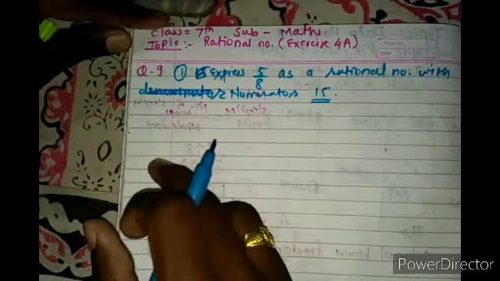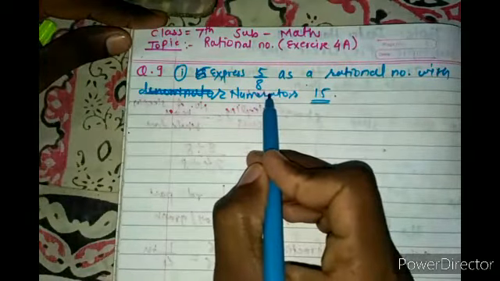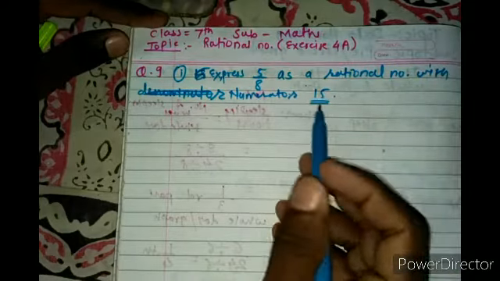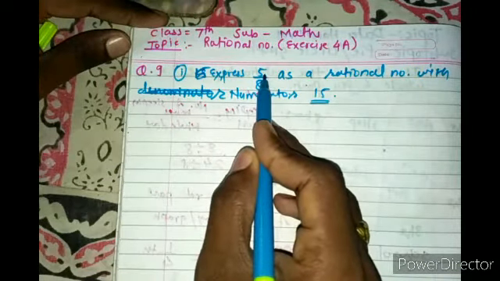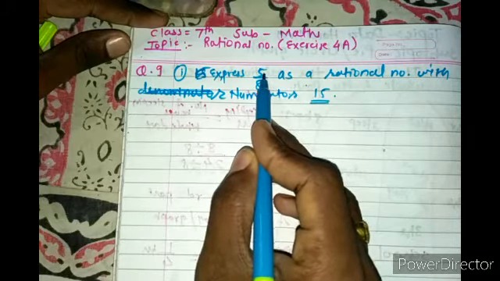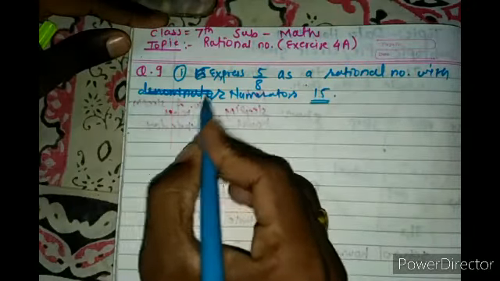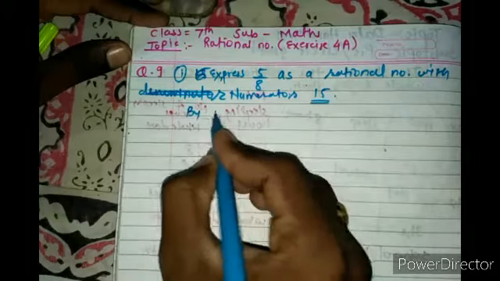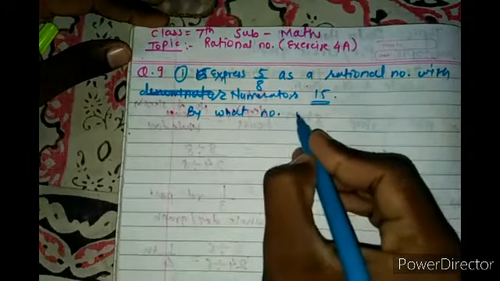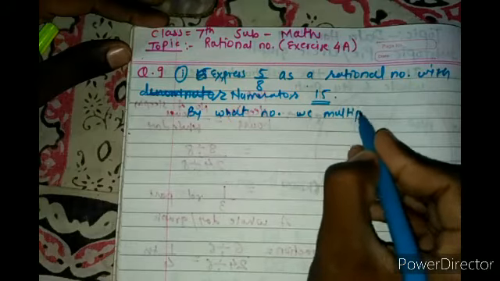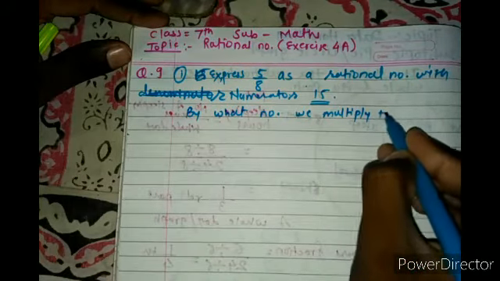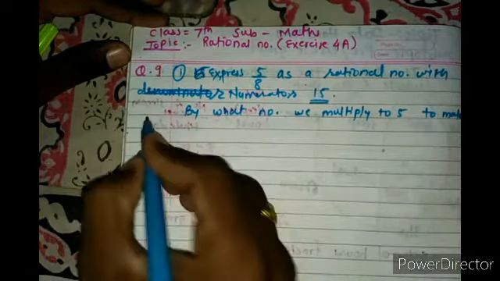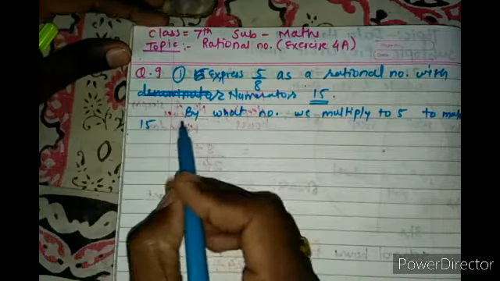Now in question number 9 we have to express the given rational number 5/8 with numerator 15. Means we have to make the numerator of this fraction, now it is 5, into 15. Whenever there is a simplified form of a fraction, we have to multiply. So by what number do we multiply 5 to make 15? So the answer is what?